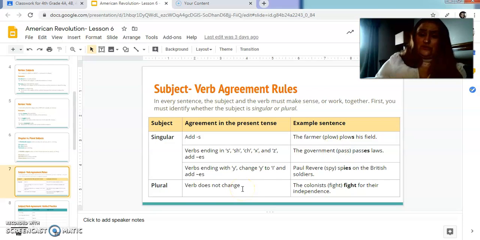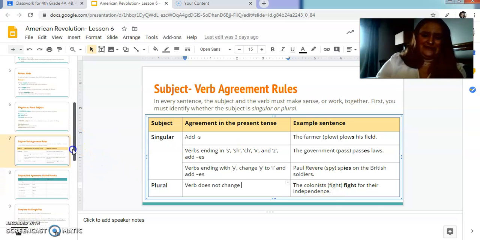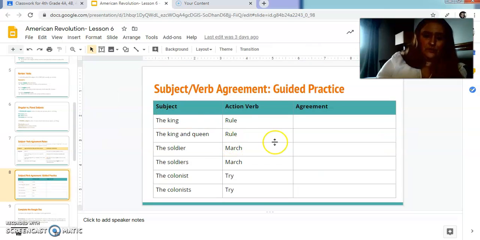Now, those are all the rules for singular. It's really simple when you have a plural subject. So we're talking about the cats, the dogs, the kids. The verb doesn't change. So right here, example, the colonists, talking about more than one colonist, fight for their independence. The fight doesn't change. We wouldn't say the colonists fights for their independence. It sounds kind of crazy. So you can see how you naturally say these things anyway when we talk. So you just have to kind of think about it and follow the rules. The one that's the most complicated is just the spelling. That's the only thing that's kind of confusing. It can be confusing. So we're going to do a little practice.